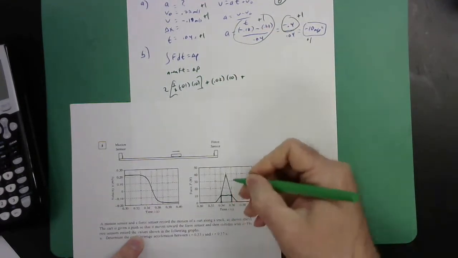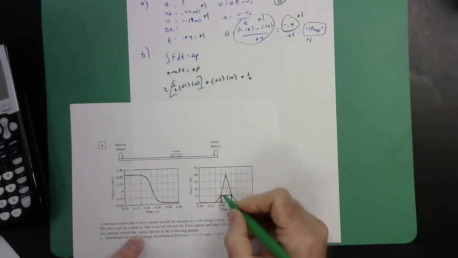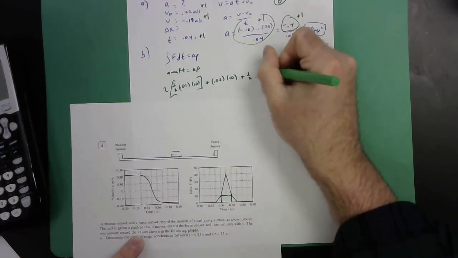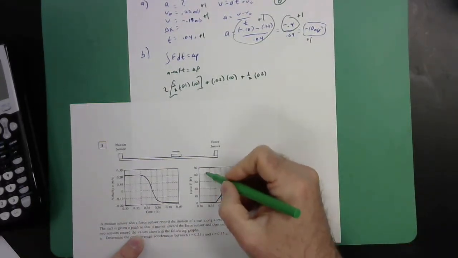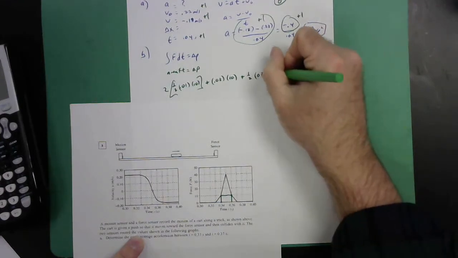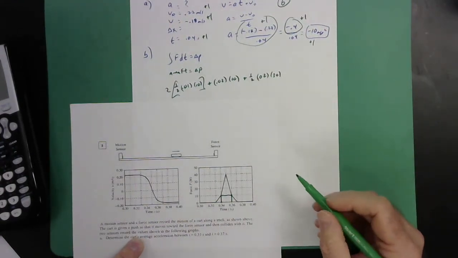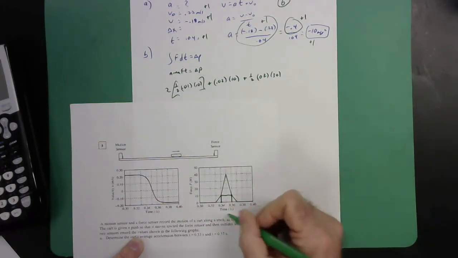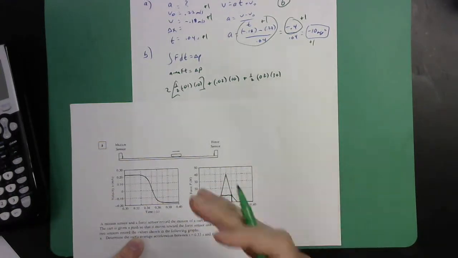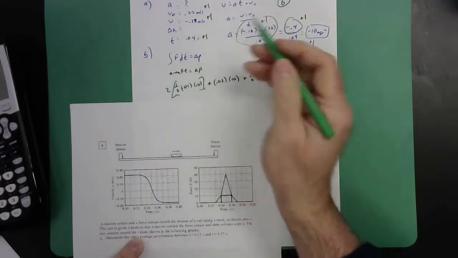Plus the area of this triangle, which would be 1/2 base times height. The base is 0.02, and the height of that triangle goes up to 40 from 10, so that's a height of 30. Okay, that's going to be my area. This axis is in newtons and this axis is in seconds, so my answer is going to be in newton seconds, which is the right thing for impulse, of course.